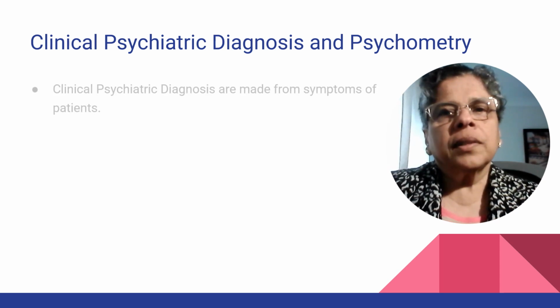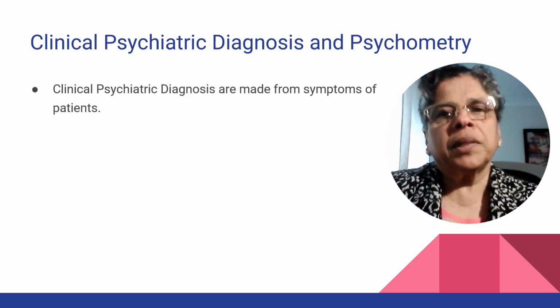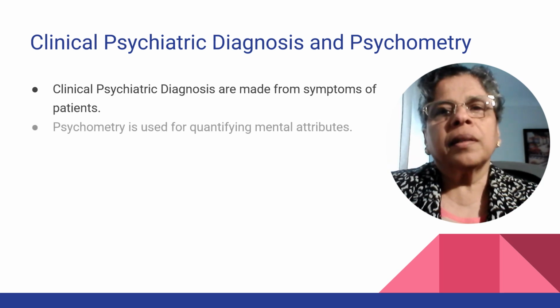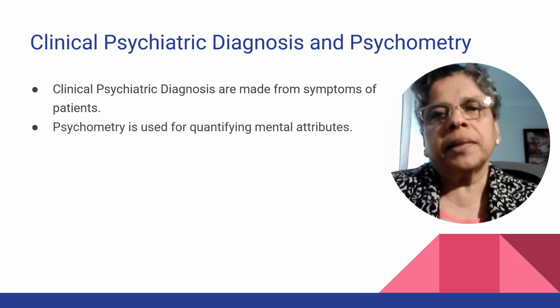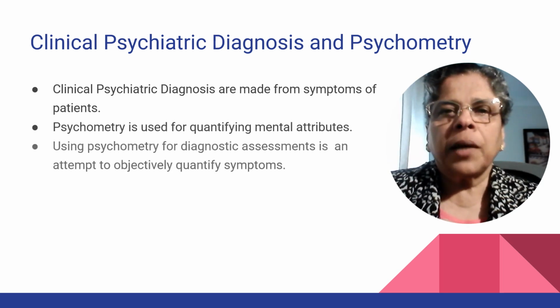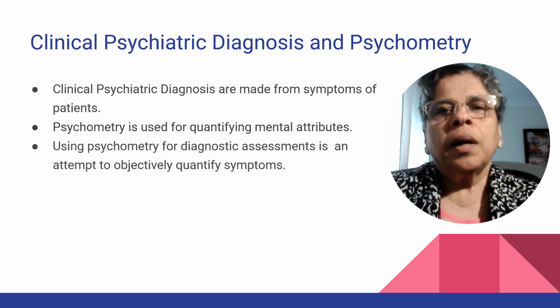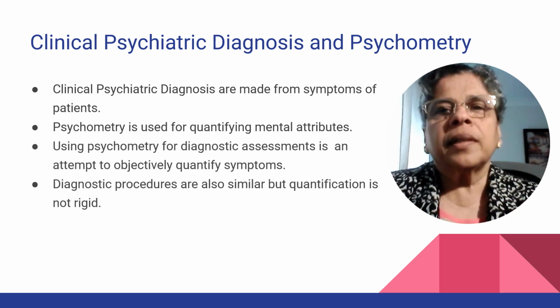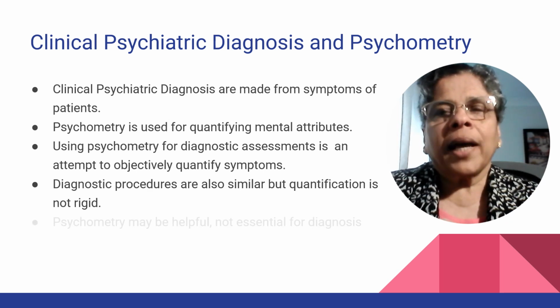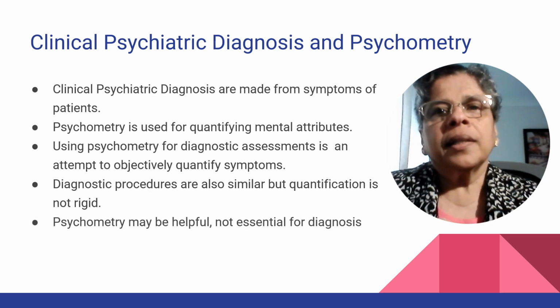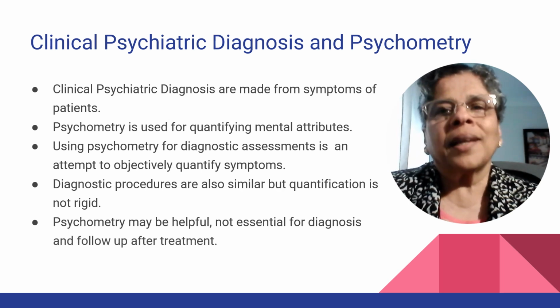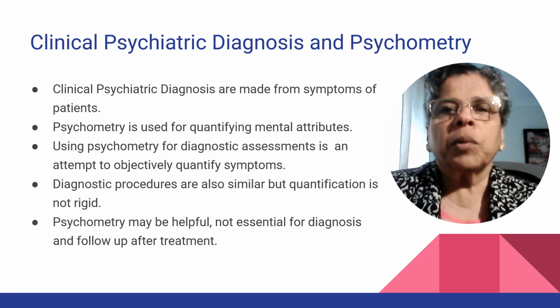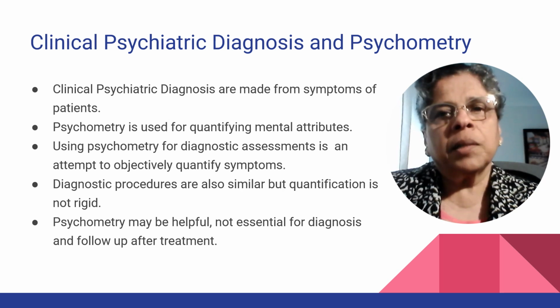Clinical diagnosis is made from symptoms presented by the patients, and the priority for that purpose is treatment. Whereas psychometric procedures are useful in improving the theoretical or academic rigorousness of the theory that is being used for diagnosis. So quantification is fairly rigid in psychometric procedures, whereas in the diagnostic process, the same kind of quantification is made, but it is not a rigid process.